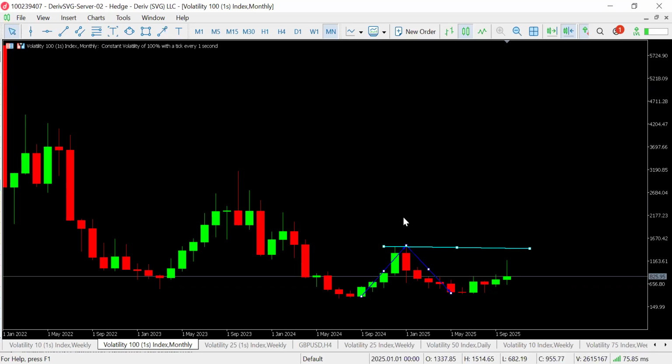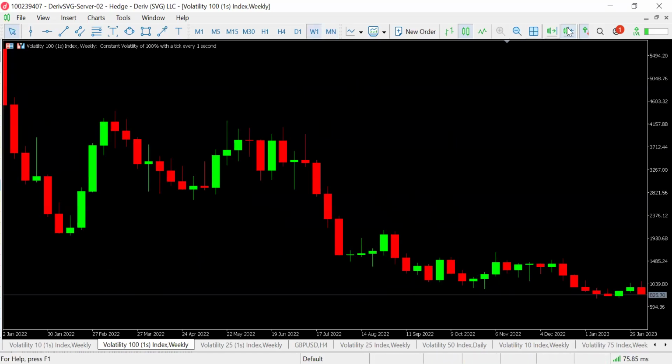So the best thing we can do would be to go and see the structure of the market in the next lower time frame to see if we can get a clearer picture of the market. So we'll go to the weekly time frame.